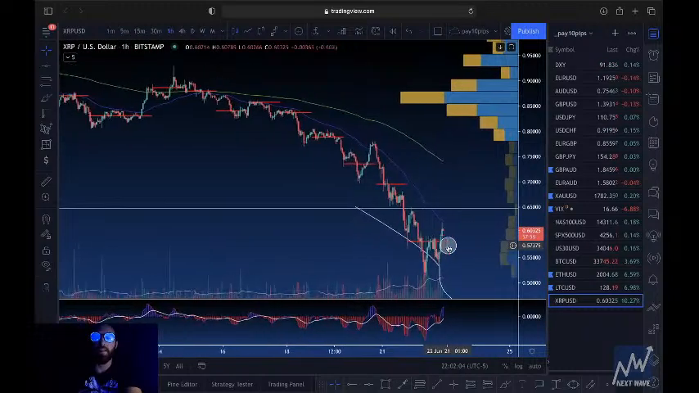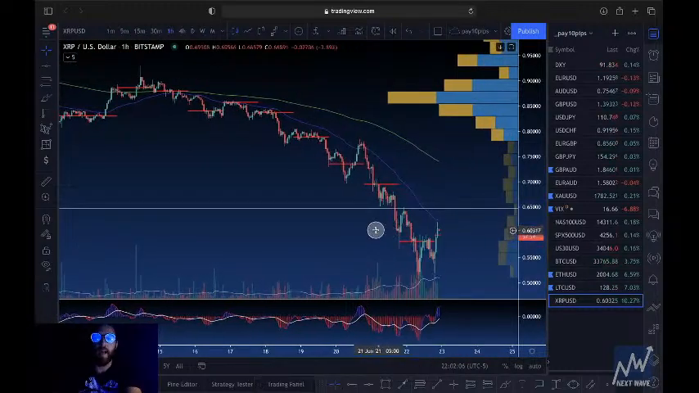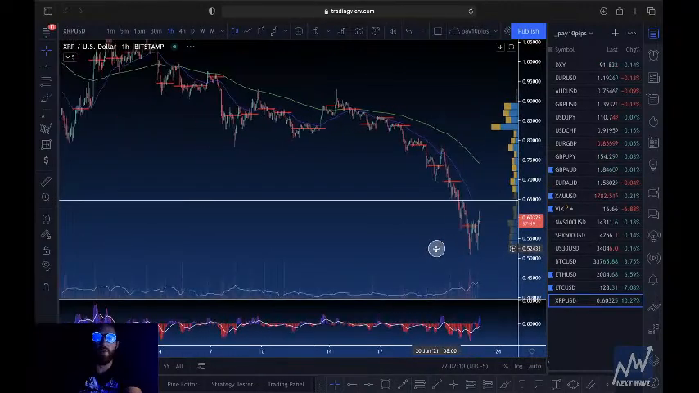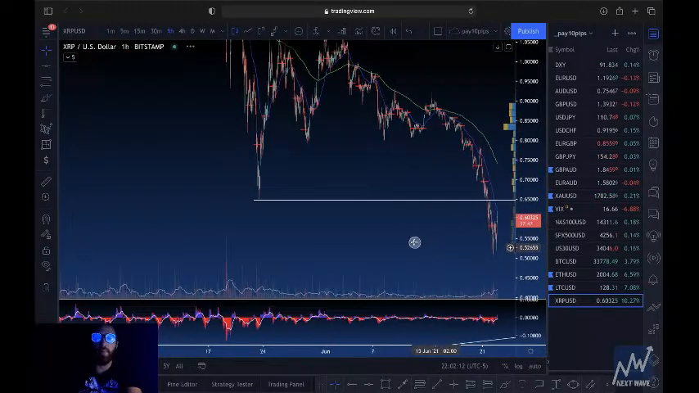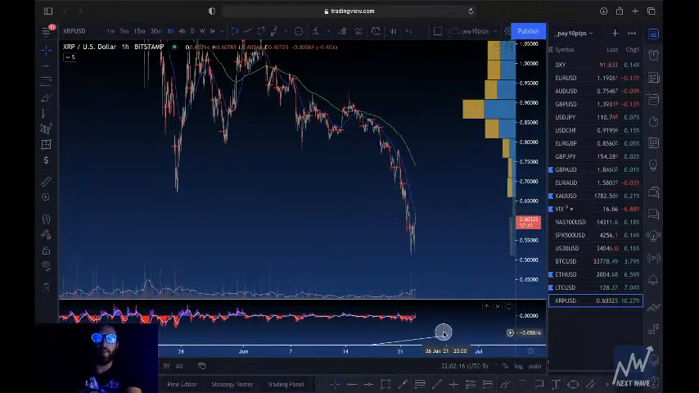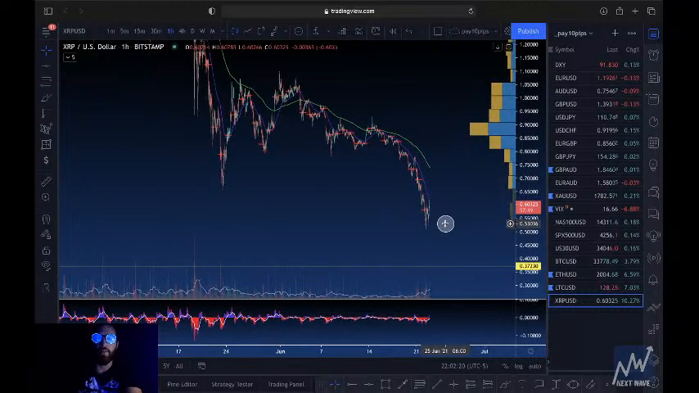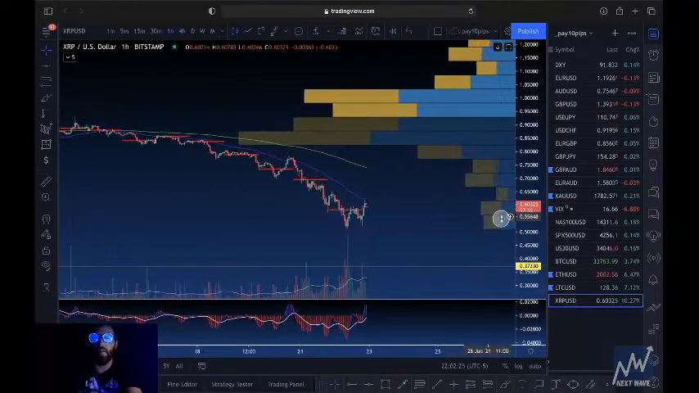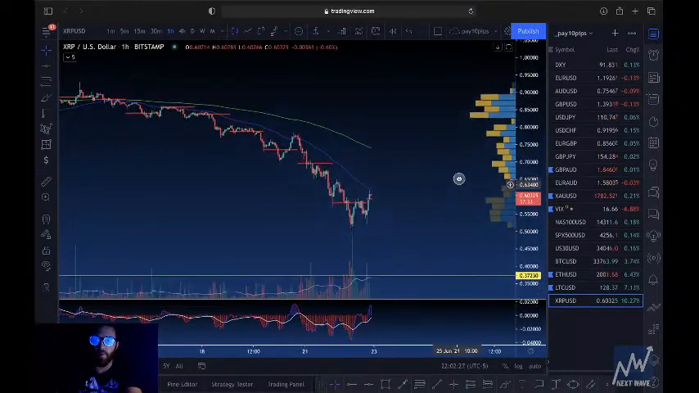XRP finally kind of held its little spot. It was lagging a little bit, testing the demand a little bit more. You can see it hasn't really come back up into its range that it was in. So I feel like XRP is a little bit behind right now, but that's okay. That's actually a good opportunity to maybe look to buy it, but not on margin. I wouldn't buy any of these on margin right now.